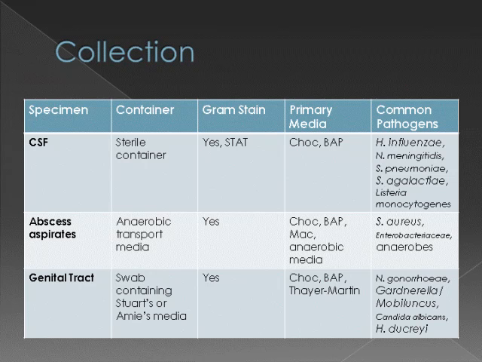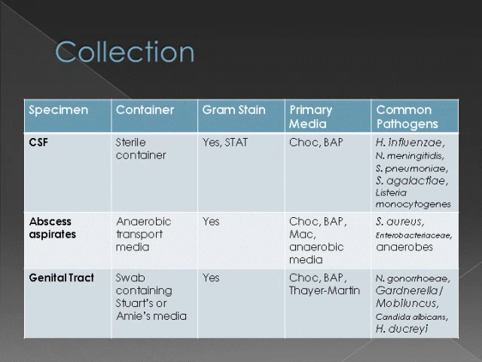Cerebrospinal fluid specimens are collected into a sterile container. These are gram stained, and CSFs are usually always stat. They are then plated to chocolate and blood agar. Common pathogens that we see are Haemophilus influenzae, Neisseria meningitidis, Strep pneumoniae, Strep agalactiae, and Listeria monocytogenes.